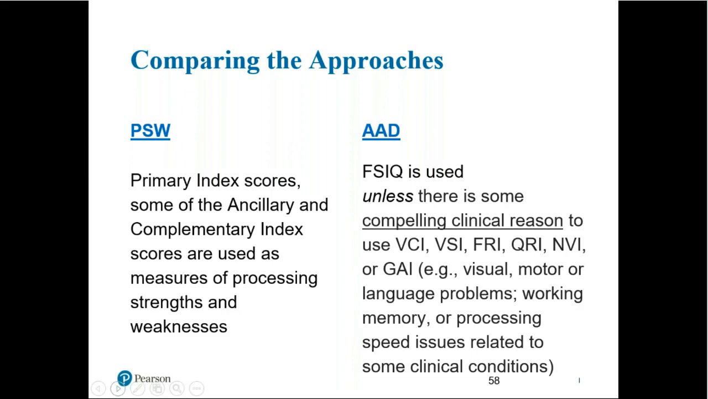So for example, if there was a visual, a motor, language problem, working memory, processing speed issues related to some other clinical condition, which is kind of problematic in itself, remembering what our differential diagnoses are. We're really meant to be ruling out all those input and output aspects before we make the diagnosis. This actually says, well, in fact, if they exist, just use one of the other indices and you can go ahead and do the analysis, which is kind of against the diagnostic criteria.